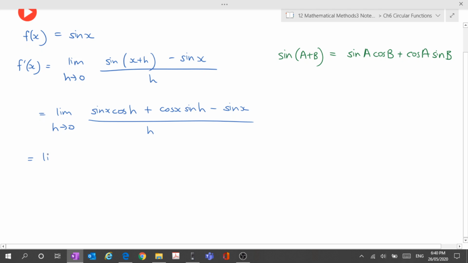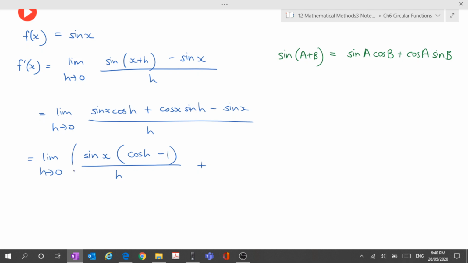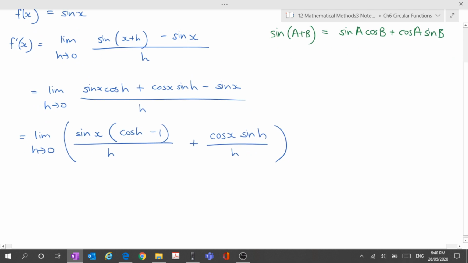I'm going to go through and split up this fraction. I'm just going to take out a factor of sine x. So what will be left is cos h minus 1, sorry. And then in my other fraction, and this is a limit of all of this, in the other fraction, what's left is just this. So cos x sine h over h.